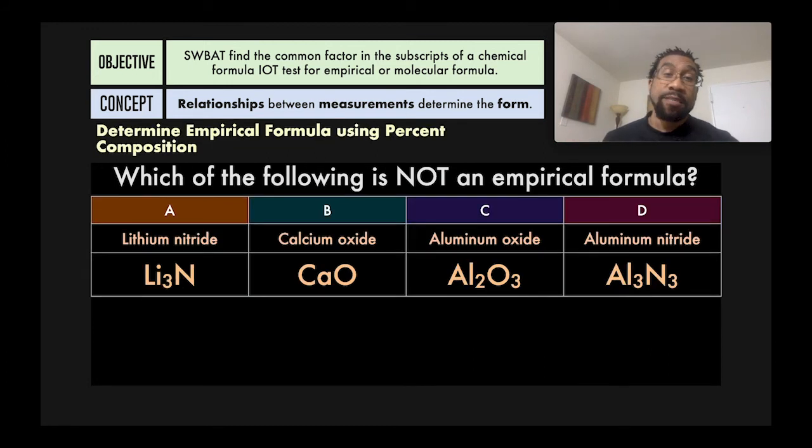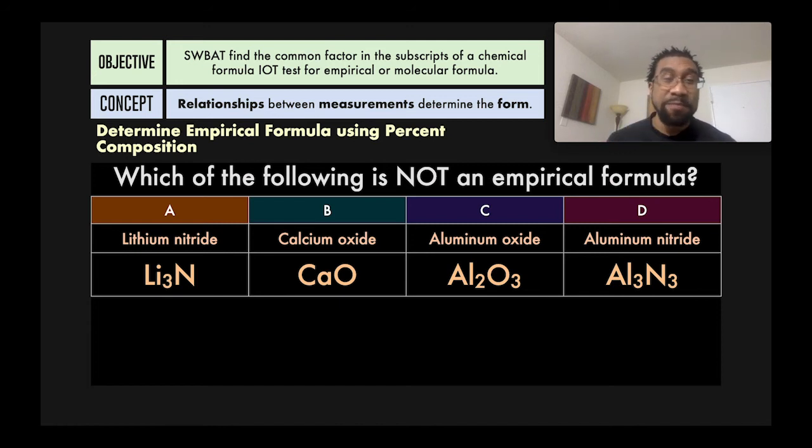So here's our last example before this first part of this instructional video is over. And I tried to keep this as simple as possible. So which of these, again, is not an empirical formula? So we have the names now, because it's not going to give away the answer.